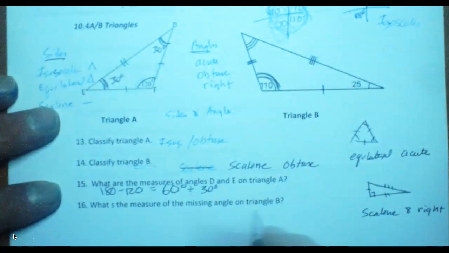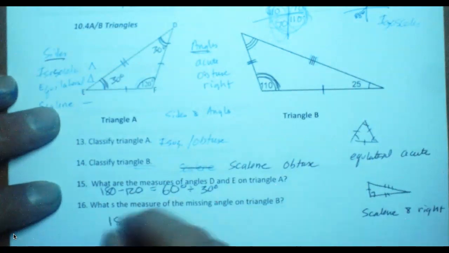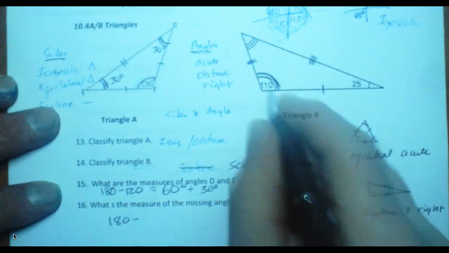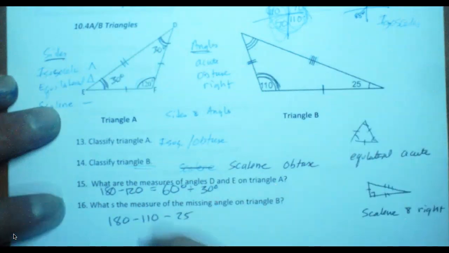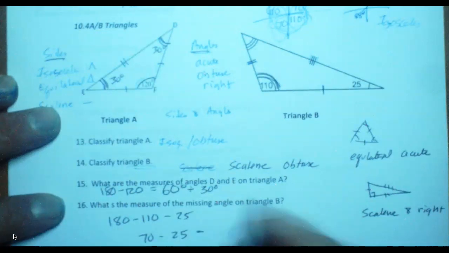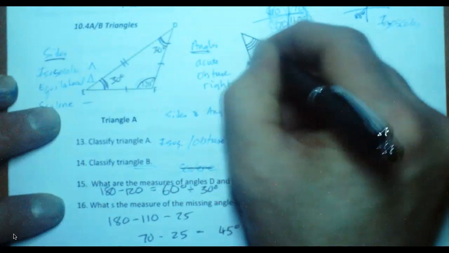What's the missing angle on triangle B? Well, let's just write down the formula. Here's 180. We're going to subtract 110, and then we're going to subtract 25. Well, 180 minus 110, this would be 70 degrees, minus the 25, that's going to equal 45 degrees. So this would be 45 degrees.